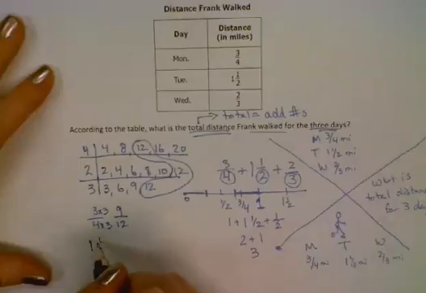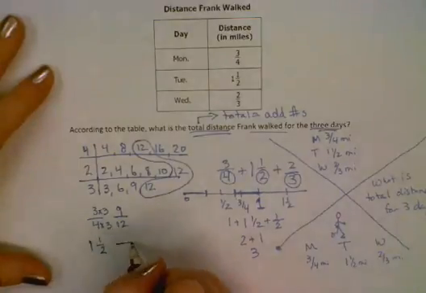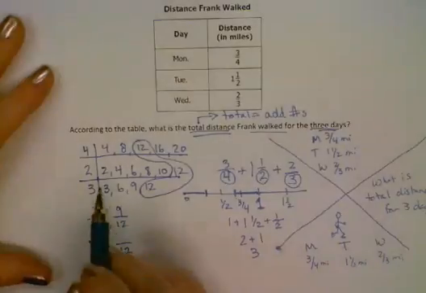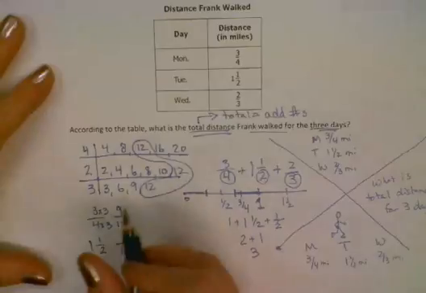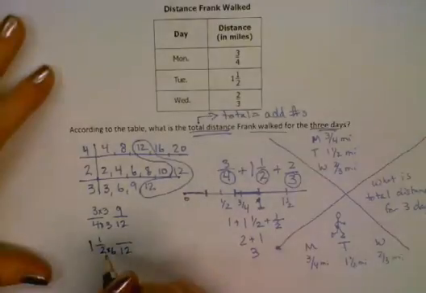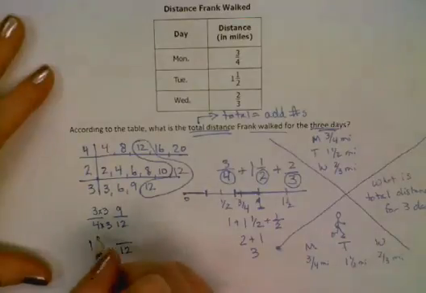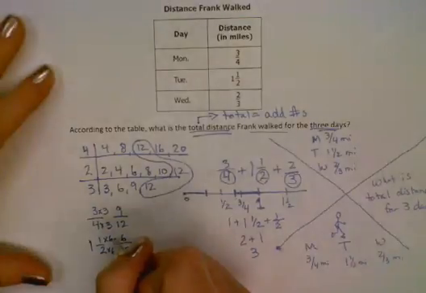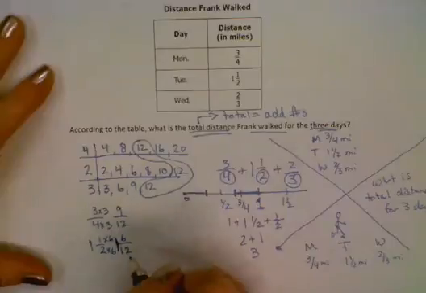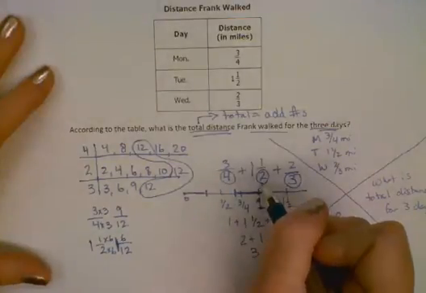1 1/2, I'm really paying attention just to the fraction right now, is going to change to something over 12. 2 times 1, 2, 3, 4, 5, 6. 2 times 6. I need to balance my fraction. Whatever I do in the denominator, I need to do to the numerator. 1 times 6 is 6. So I have, don't forget that whole number, 1 6/12 instead of 1 1/2.